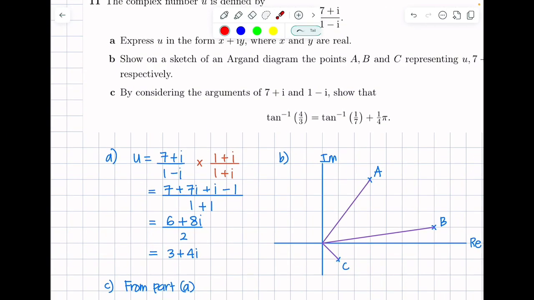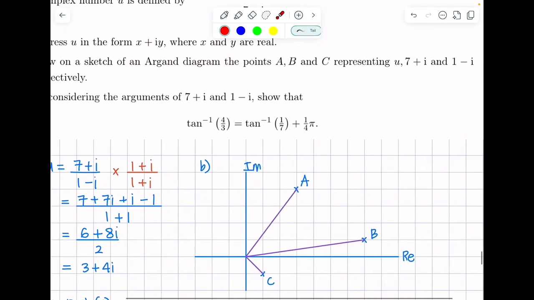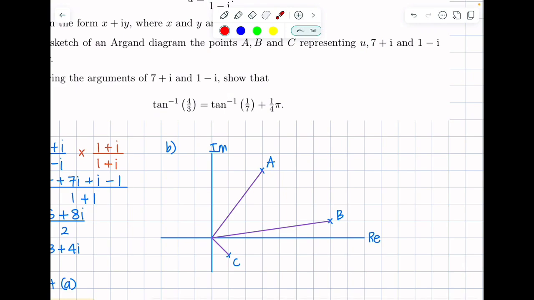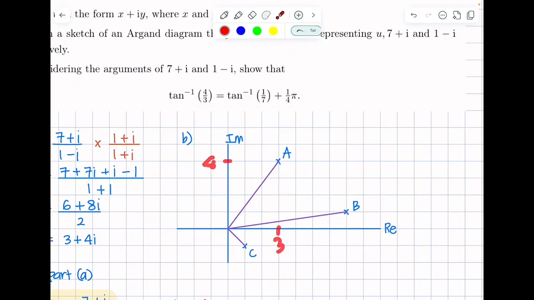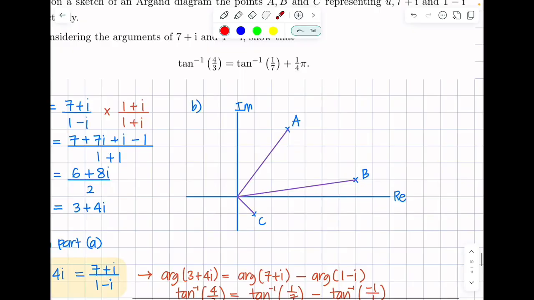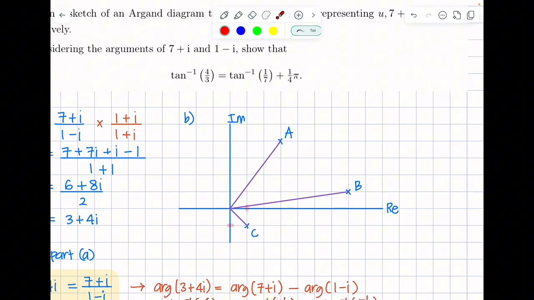So for part a, you can multiply both numerator and denominator by the conjugate of the denominator, and then we get u equals 3 plus 4i. And then on the sketch of the Argand diagram, A is u, 3 plus 4i, this is A. B is 7 plus i, so B is in here, and C is 1 minus i, so C is in here.